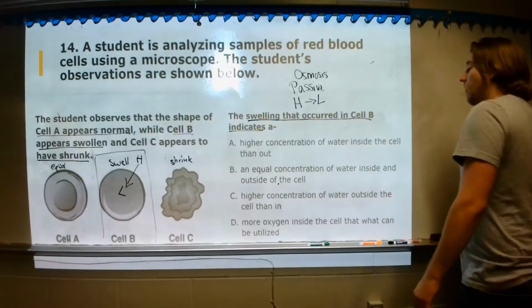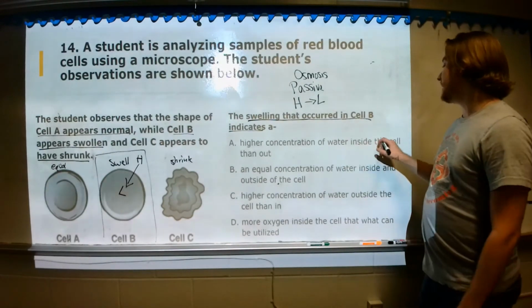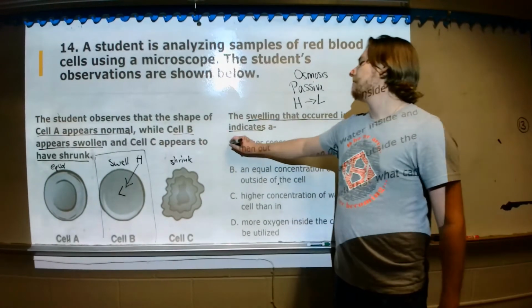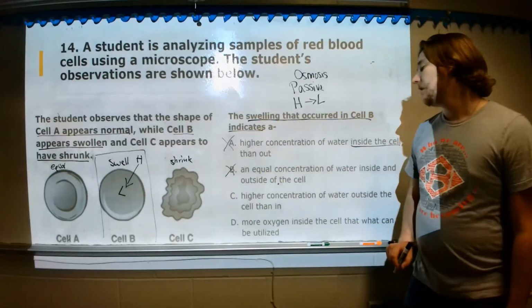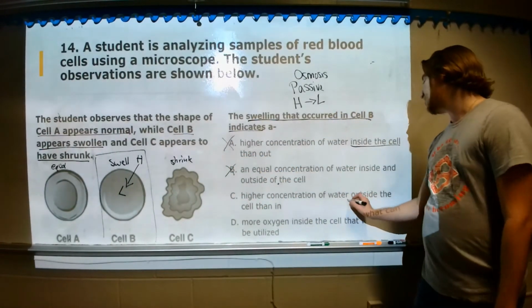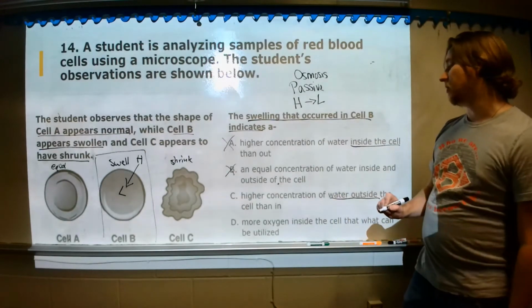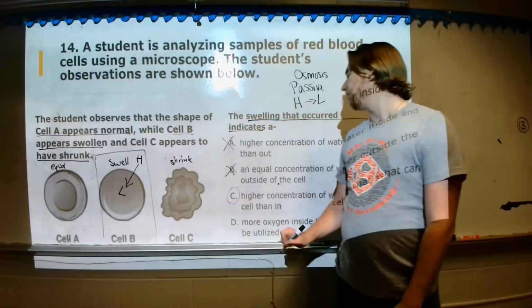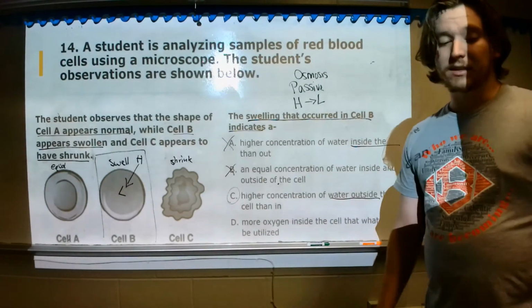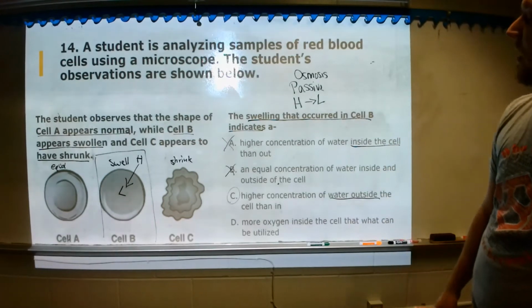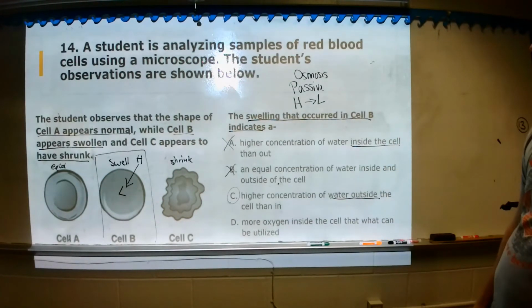A says higher concentration of water inside the cell, so not A. B says an equal concentration, not B. C says higher concentration of water outside the cell. So that's what I'm looking for. Just to check D just in case: more oxygen inside the cell than what can be utilized. That has nothing to do with osmosis, so we can move on from that. The answer is C.